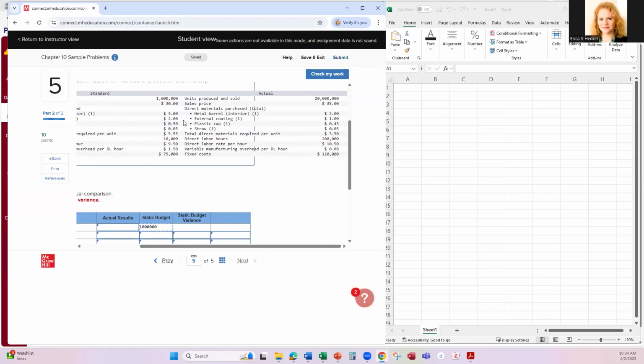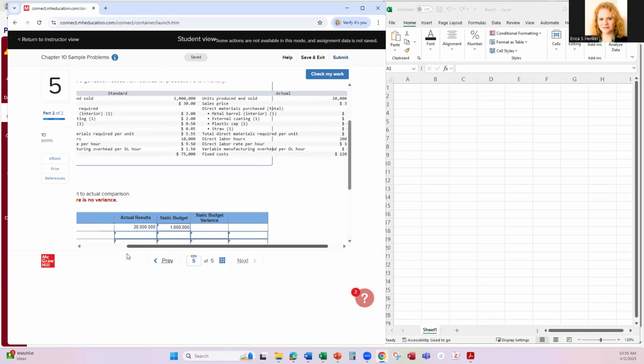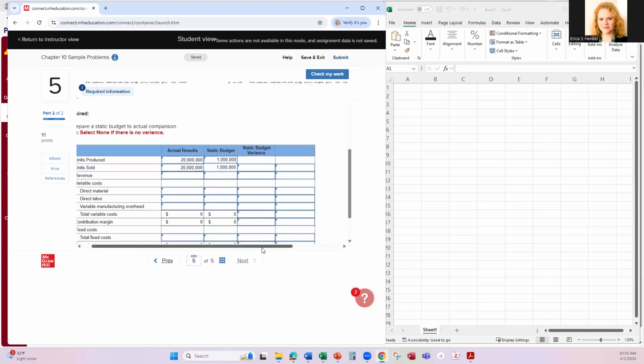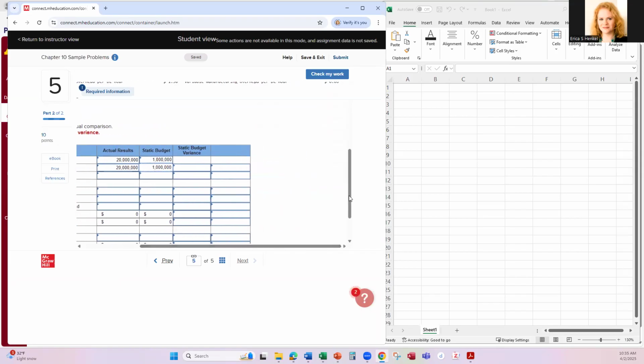What we actually produced and sold was 20 million, so that's a lot more. They said produced and sold, so there are two lines here, one for produced and one for sold. They're both the same according to our problem. All right, so getting started, the next thing they want to know is, what was our revenue? So let's go up here, and I'm going to put actual here, and static budget.